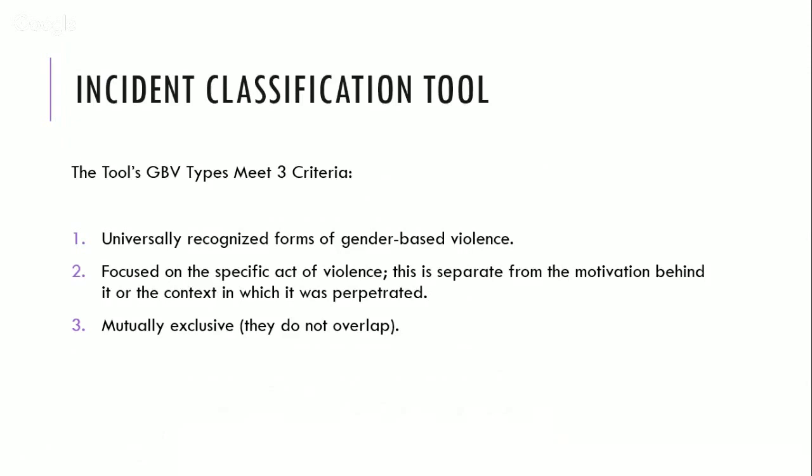And finally, we wanted something that was mutually exclusive. So we wanted types of violence that didn't overlap with one another. Using the example of domestic violence again, domestic violence could overlap a lot of different types of gender-based violence. So we want things that are mutually exclusive, that we can separate between the two, that there's no ambiguity if it's rape or sexual assault, that there's a clear distinction.